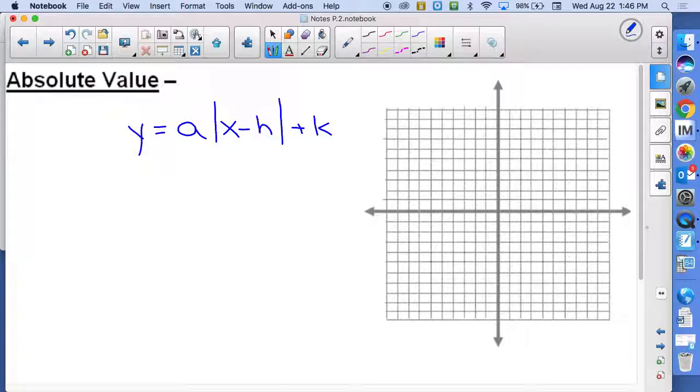How about the shape? A V. Yeah, nice job, Brendan.